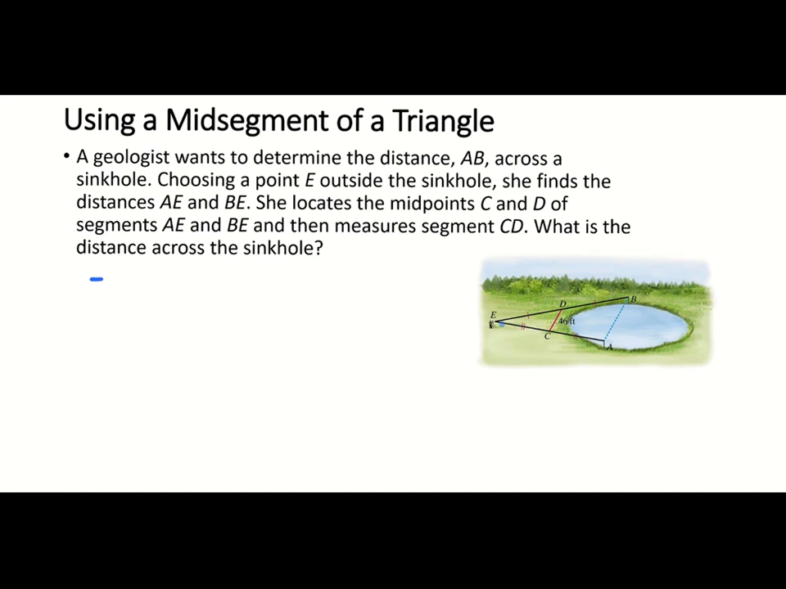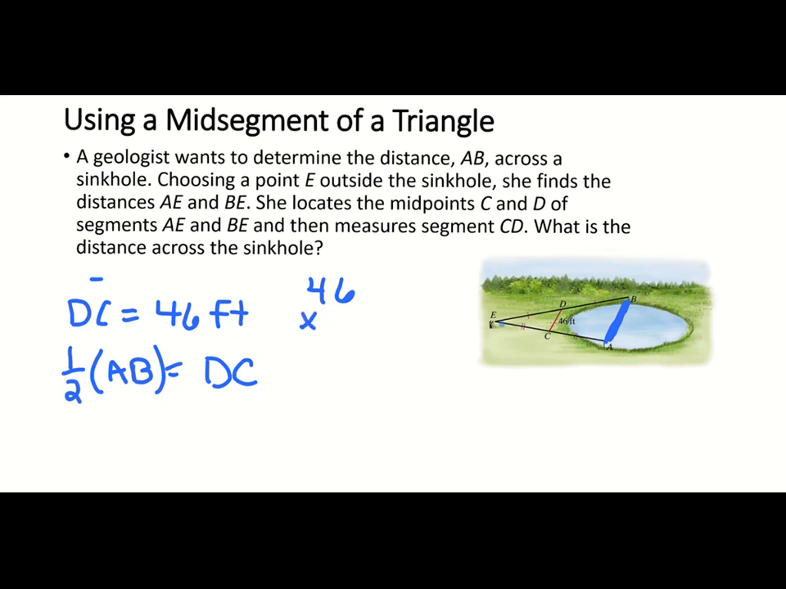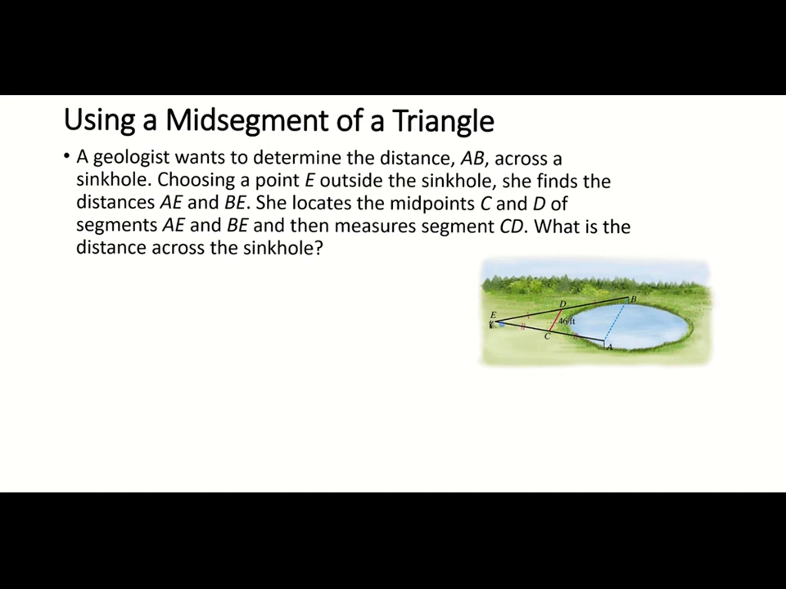So we need to set up our equation to find the distance. And again, DC is the midsegment, and it is equal to 46 feet. Remember, the midsegment is half the length of that third side. So AB is twice the length of the midsegment. So I know that half of AB is equal to DC. Now I already know what DC is, so to find AB, I'm going to take my 46 and multiply it by 2. Do the opposite of multiplying by 1/2, which is multiply by 2. So we get, let's see, 92. So it is 92 feet across the sinkhole.